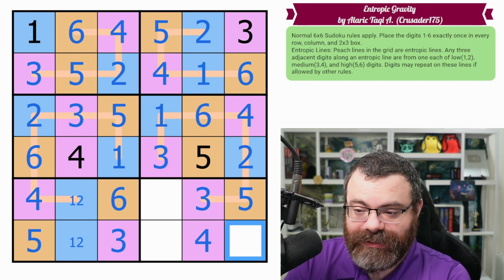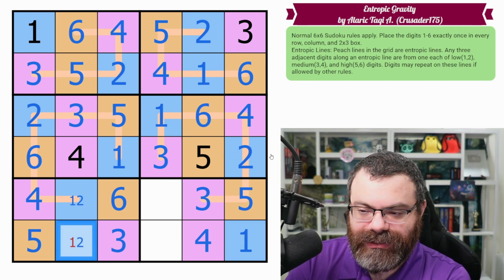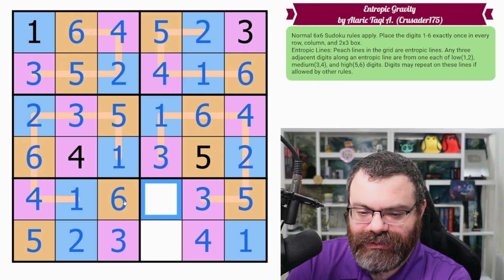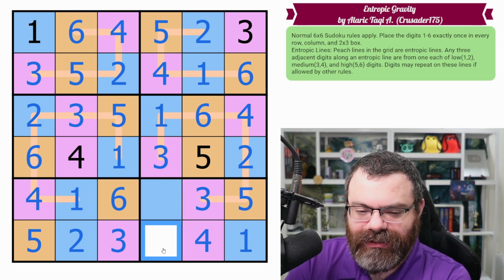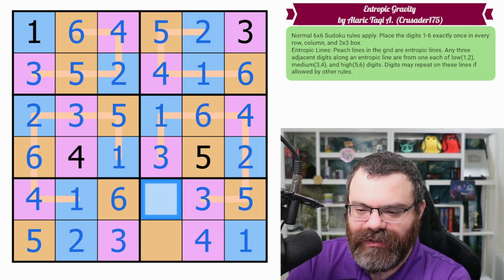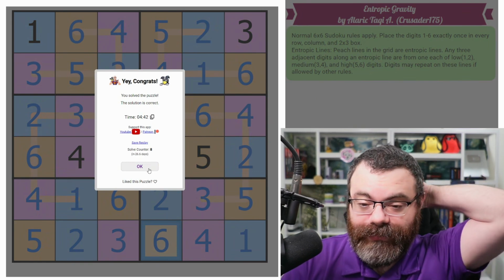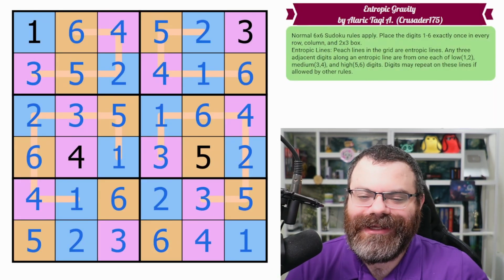Okay. This has to be a blue 1. That's a 2 and a 1. And then over here, so this row is going to need a blue. This row is going to need an orange. And then we know that's the 2 and that's the 6. And we're done. Very nice.